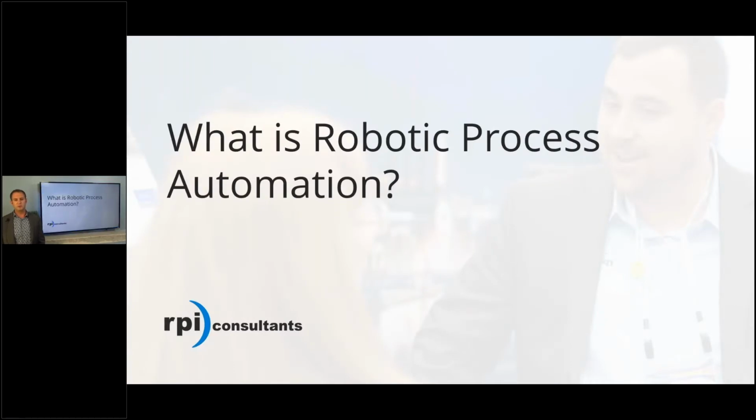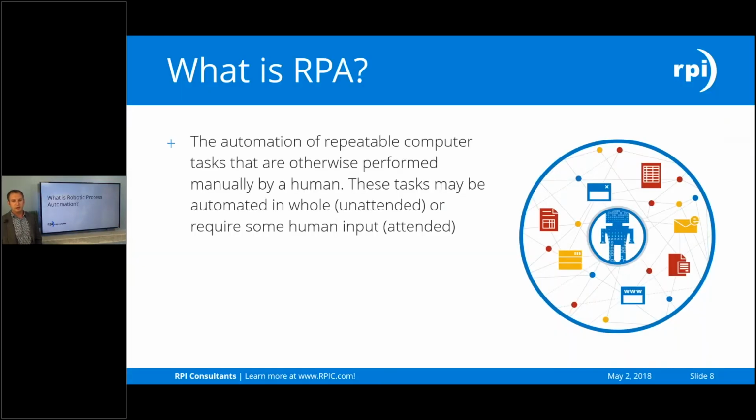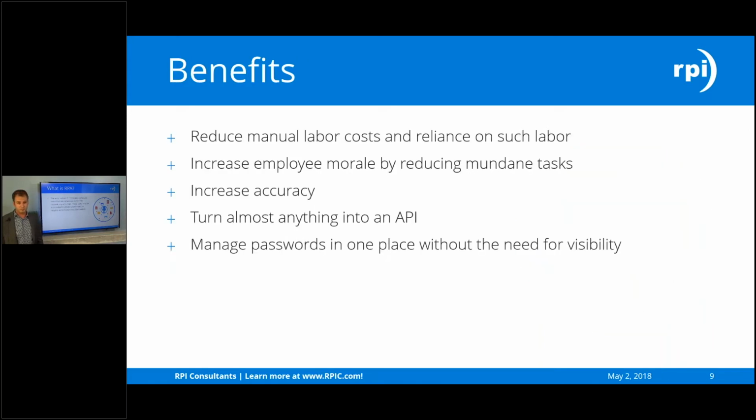All right, so what is robotic process automation? RPA is essentially the automation of computer tasks that are repeatable. Anything that a human is presently doing on a computer that is repeatable, oftentimes complex, and just time consuming, we can use RPA to automate a lot of those tasks. There are two types of tasks in the RPA world: attended and unattended. We'll get into the difference between those a little more in depth in a couple of minutes.